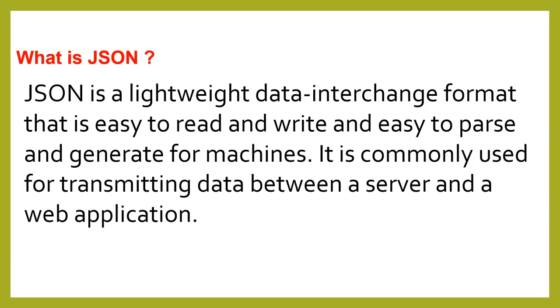What is JSON? JSON is a lightweight data interchange format that is easy to read and write and easy to parse and generate for machines. It is commonly used for transferring data between a server and a web application. So when it comes to any web application, like Flipkart or Amazon, even WhatsApp or any other application, data will be transferred through JSON from server to application. You take any other application also, JSON is mainly used.